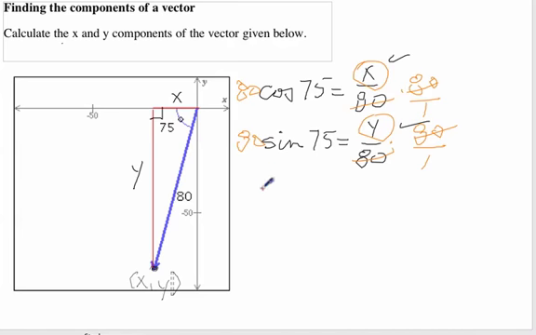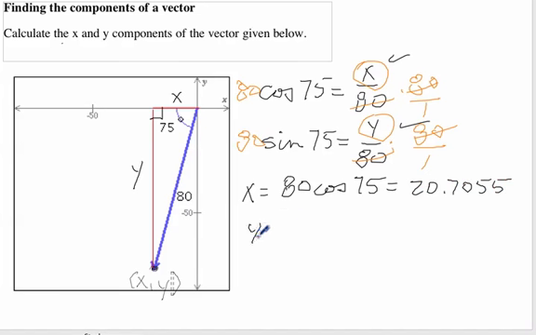So when we do that calculation, x is going to equal 80 times the cosine of 75. That comes out to be 20.7055. And the y is 80 times the sine of 75. That comes out to be 77.2741. Now, a couple of things to notice.